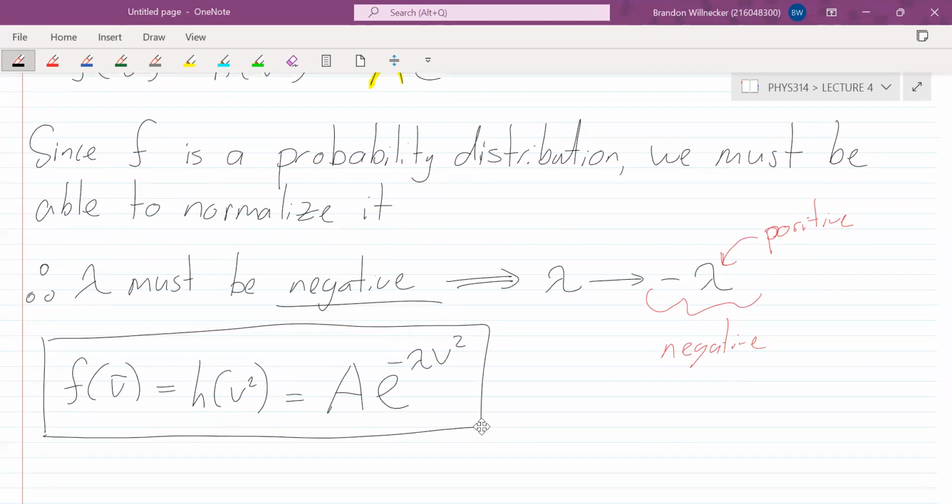We're going to leave it at that for today. Tomorrow we're going to finish off this distribution by finding the value of A and the value of lambda. Once we've found those two values, then we have completed finding the distribution. All right, any questions so far?